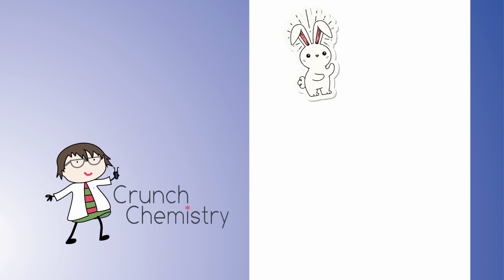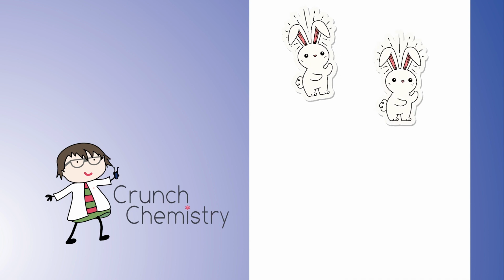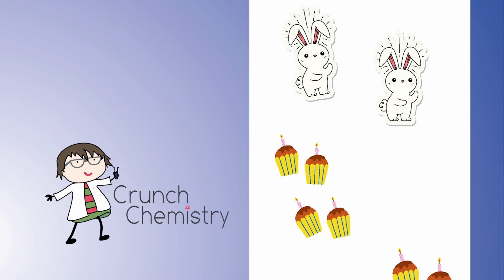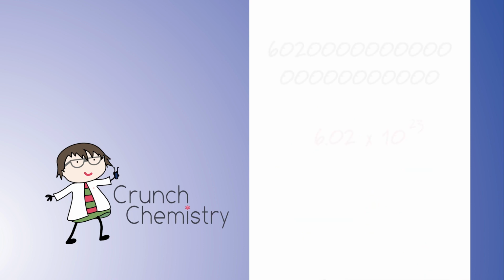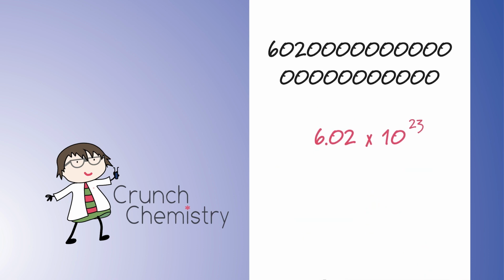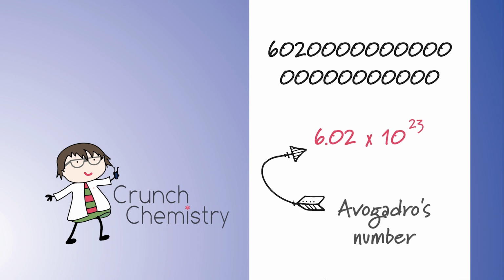A mole is an amount of a substance. If I asked you to get me a pair of rabbits, you'd go get me 2. If I asked you to bring me a dozen cupcakes, you'd bring me 12. If I asked you to bring a mole of something, you would bring me 6.02 times 10 to the 23 of them. And this is known as Avogadro's number, or sometimes the Avogadro constant.